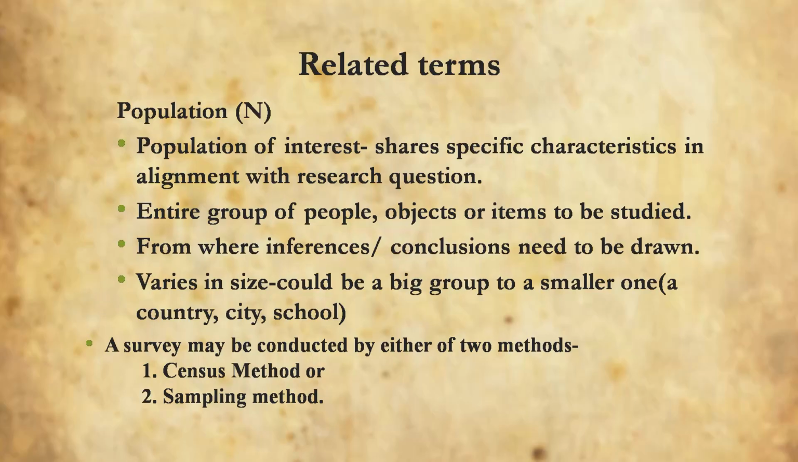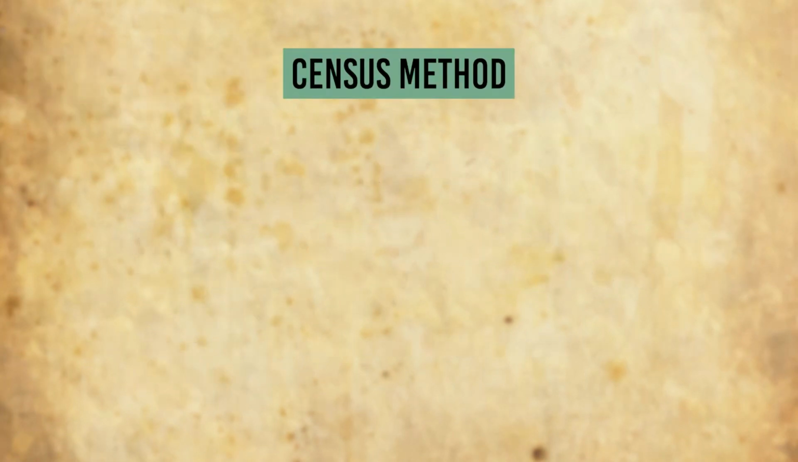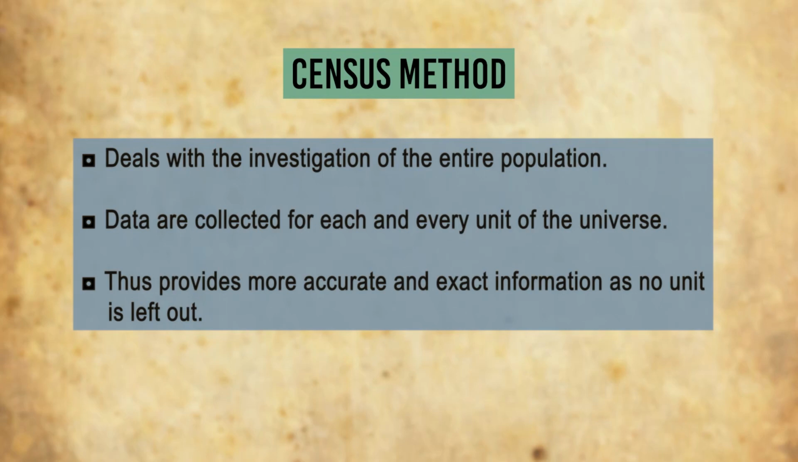Now, when we talk about research, the surveys through which we collect the data are of two types. The first process is known as the census method. The second one is the sampling method. The census method deals with the investigation of the entire population. Data are collected for each and every unit of the universe. Thus, it provides more accurate and exact information as no unit is left out.